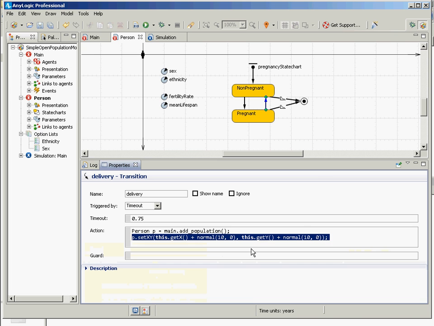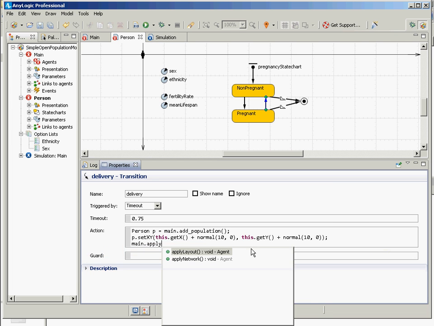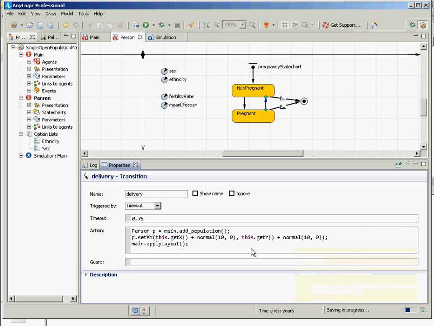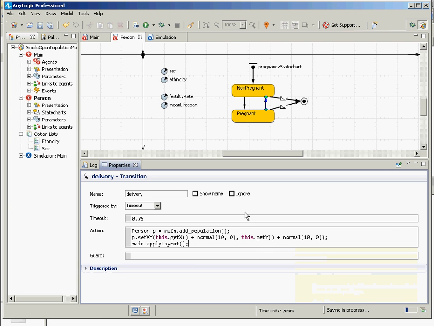And then we're going to knit them into the network. We'll do main dot apply network. Okay, great. Oh, sorry, apply network. Thank you. Apply network, not layout. There we are.